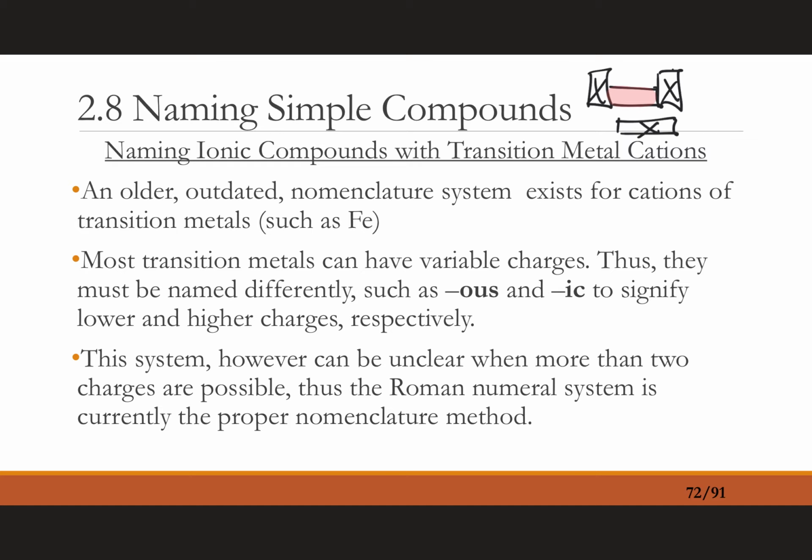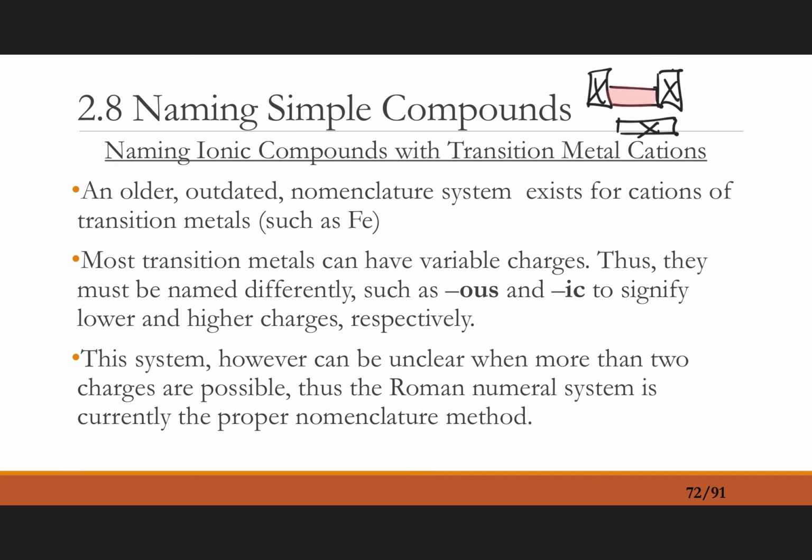Like iron can have a 2+ charge or a 3+ charge. Manganese can have a 2+, a 3+, a 7+, whatever. It has a lot of different options. And so the naming rules have to be different for those than for the ones where there's only one option.